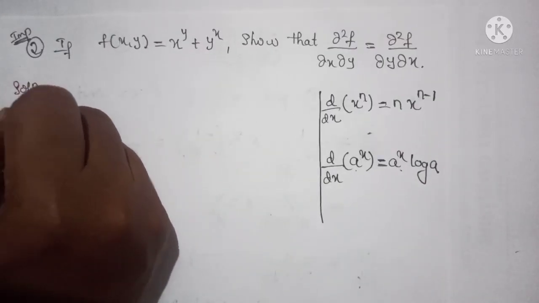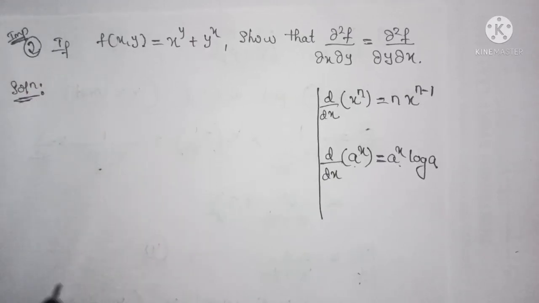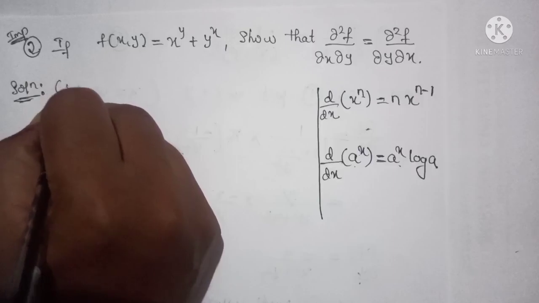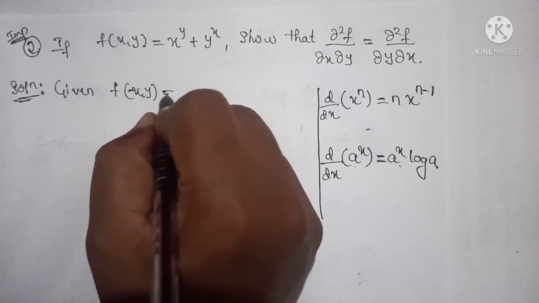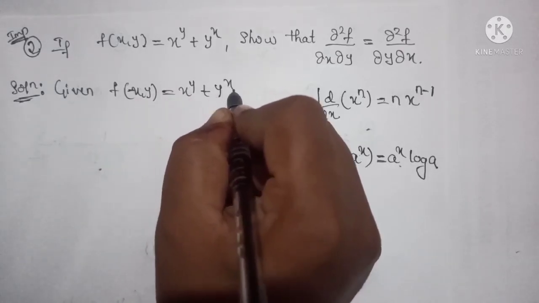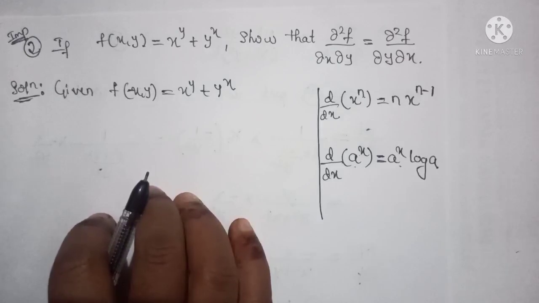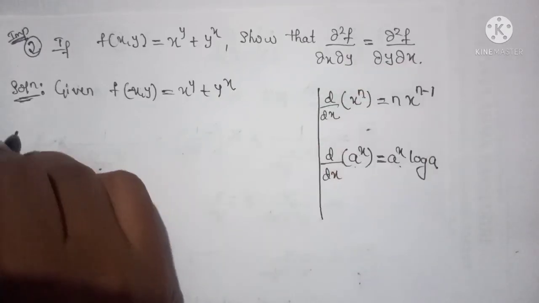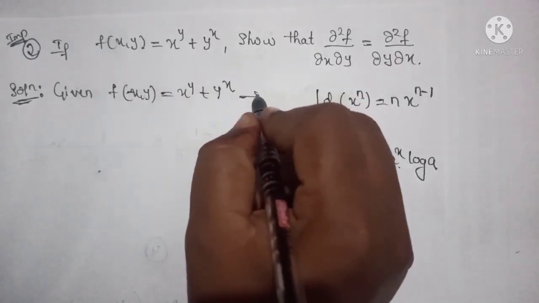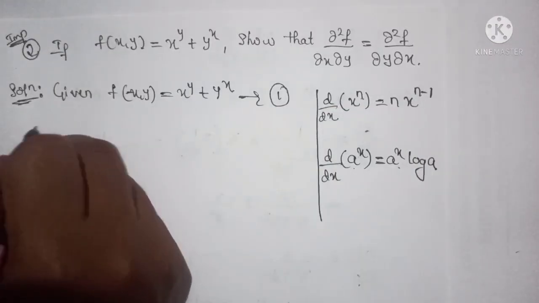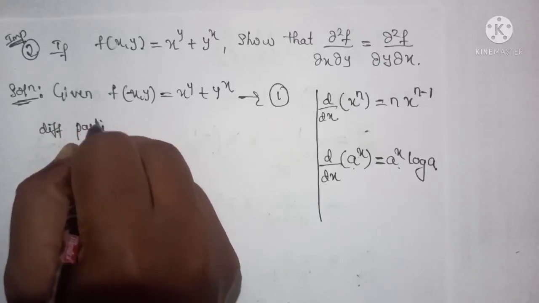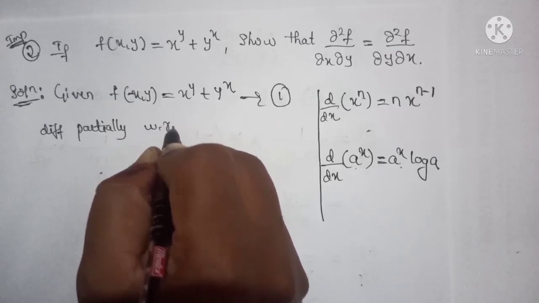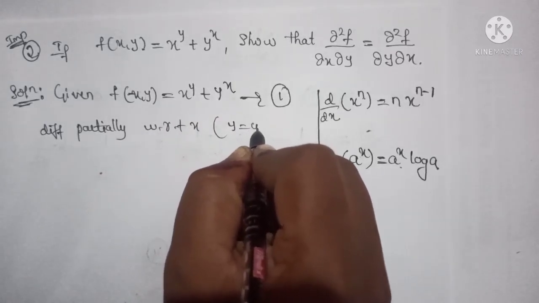Solution. First write the given function, f(x, y) equals x raised to y plus y raised to x. See here, first we need ∂f/∂x and ∂f/∂y values, then only can we get these two values. For that, first we differentiate this function partially with respect to x. So differentiating partially with respect to x, here y becomes constant, right?